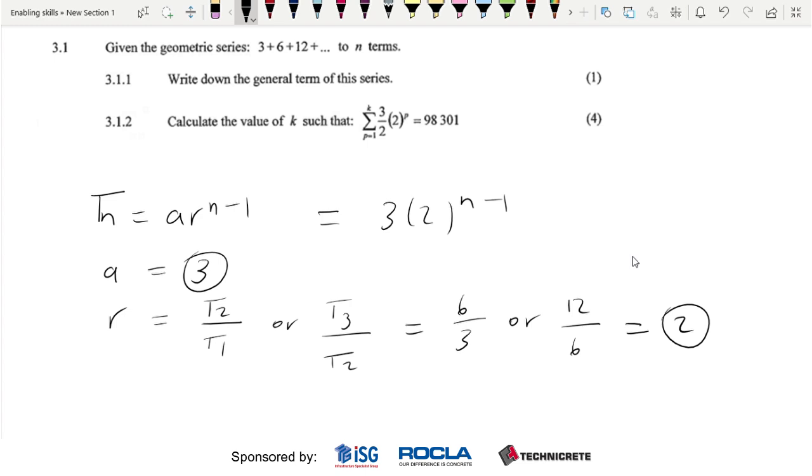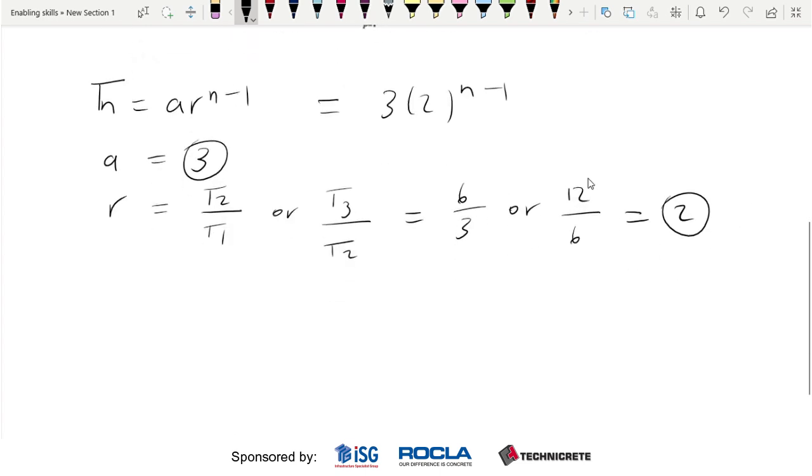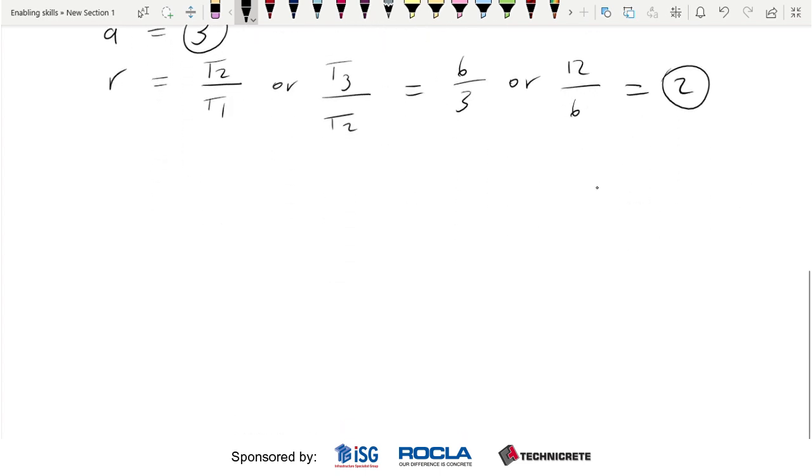For 3.1.2, we need to find the value of k so that the sum for this series, 3 over 2 times 2 to the power of p, gives us 89,301. So starting from p is equal to 1, we need to find how many terms in this series are going to give us a sum of 89,301. So let's start off by finding the first term.